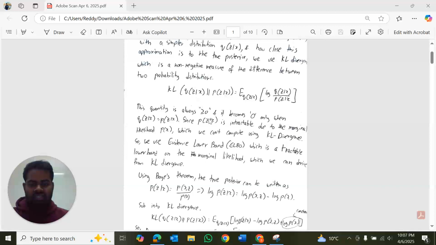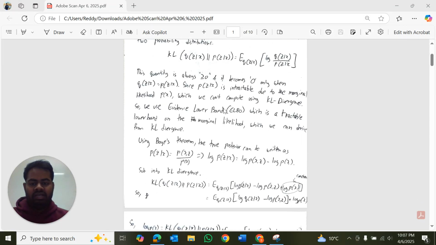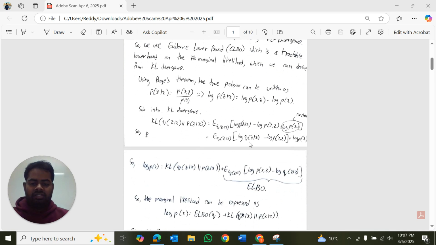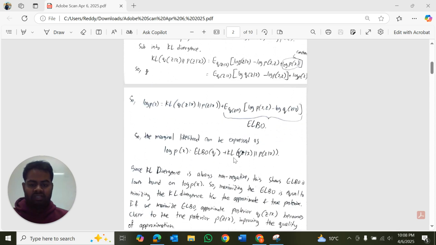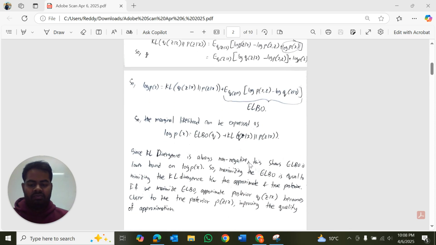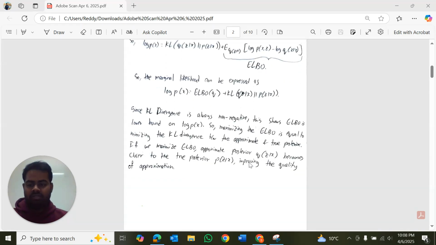So over here we can see how it has been written, and if we use Bayes' theorem and rearrange it, we will get this expression. And this entire term is called the evidence lower bound, and after substituting it we will get the final expression like this. This means that the log evidence equals the ELBO plus the KL divergence. Since KL divergence is always non-negative, the ELBO is a lower bound of log p(x).